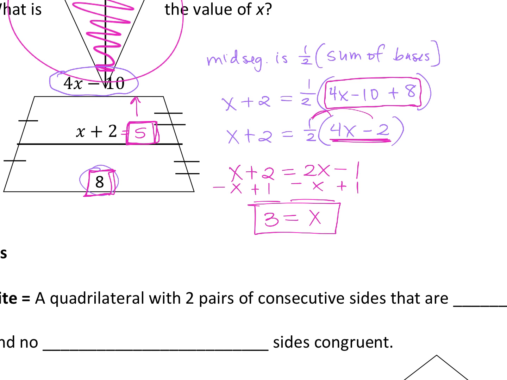So if x is 3, 4 times 3 is 12, 12 minus 10 is in fact 2. So your numbers would be a length of 2, a length of 5, and a length of 8, which makes perfect sense because these are 3 units apart and these are 3 units apart. So it's a good way to check your answer. Yes, we have the number we're looking for. Any questions on that?